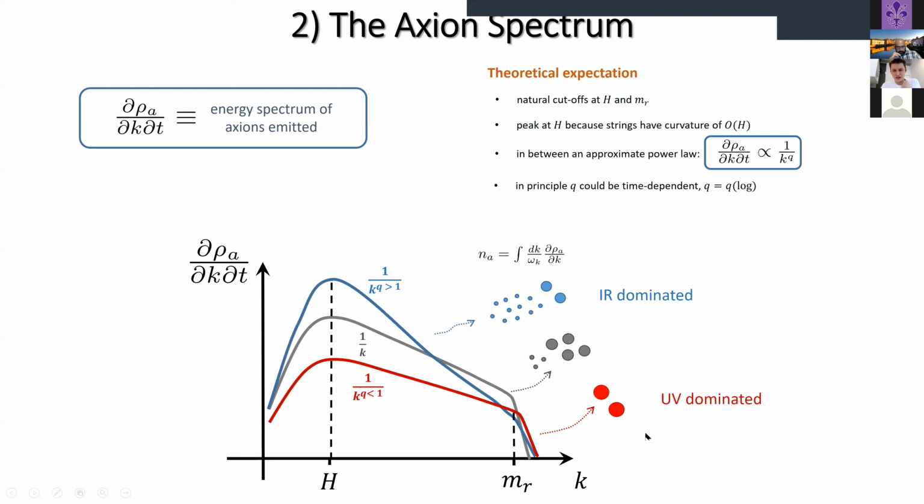And for obvious reasons, in the second case, the number density of axions, which is defined this way, is exponentially suppressed compared to the previous case, about e to the minus 70 suppressed. So it is therefore very important to understand whether the spectrum of axion emission is UV or IR dominated. And finally, since there are many properties of a network that depend on log, in general, we could expect a dependence of this power law q, the spectral index, on log.